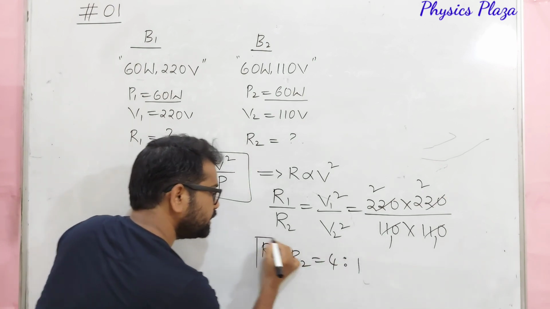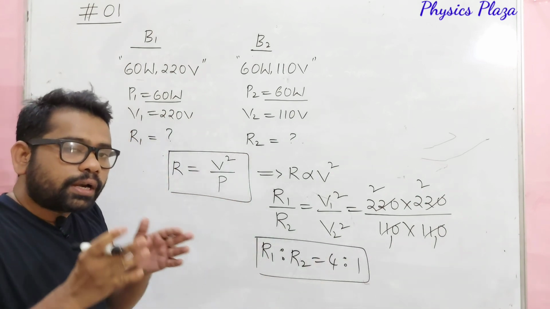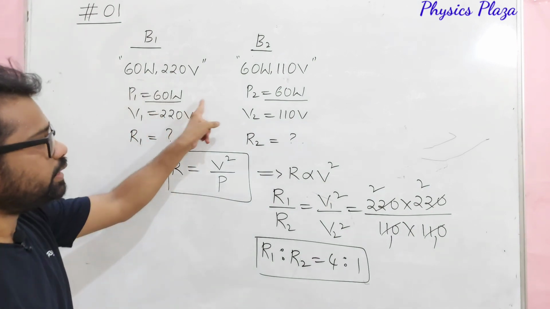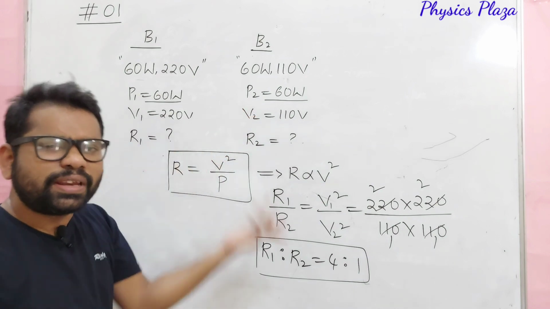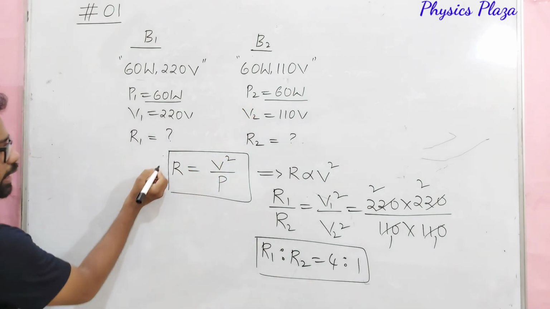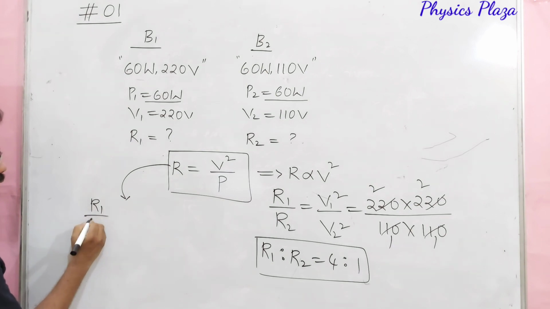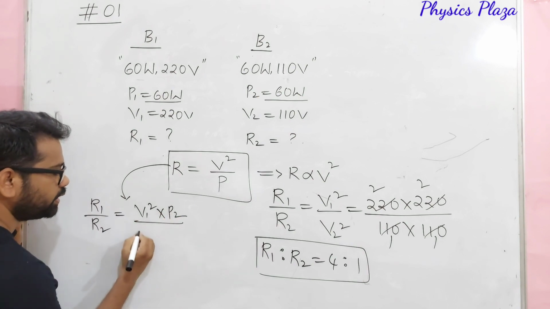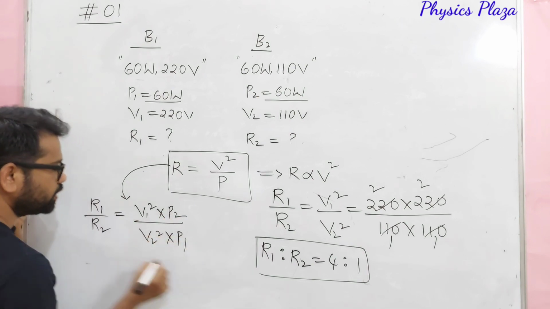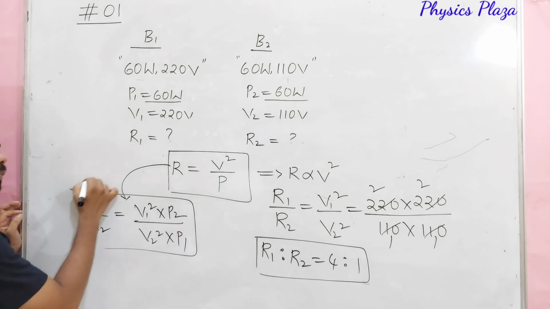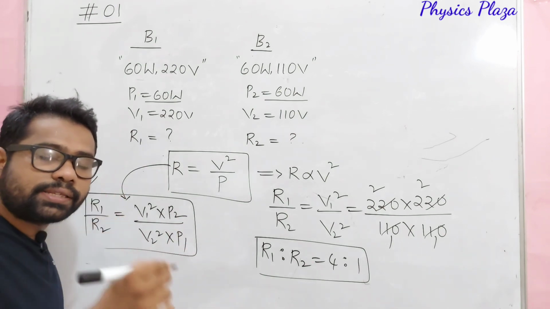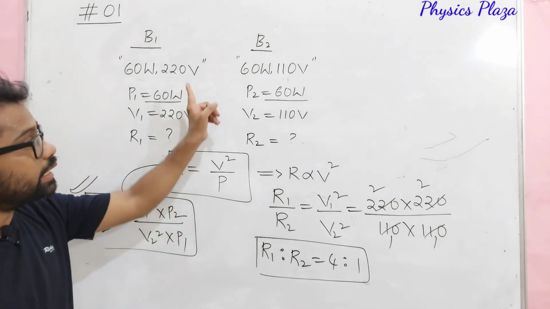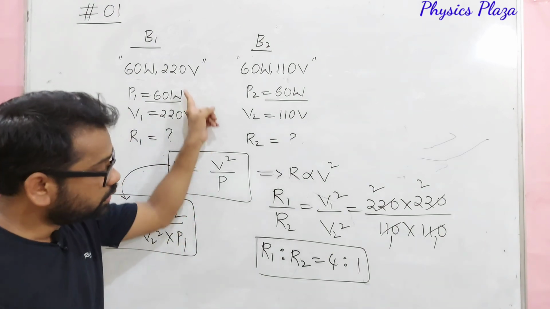So children, this is how we can calculate the ratio of the resistances of the two given bulbs. Here you may get one doubt: Sir, if power is not constant, then how to calculate? It's very simple. When power is not constant, we can write R1 by R2 is equal to V1 square into P2 by V2 square into P1. So children, it's very important. This is the formula we use to compare the resistance of two bulbs when powers are different. But in the given question, power remains constant. So this is how we can calculate.